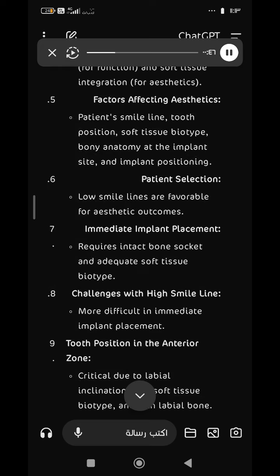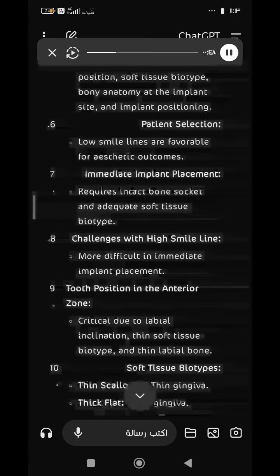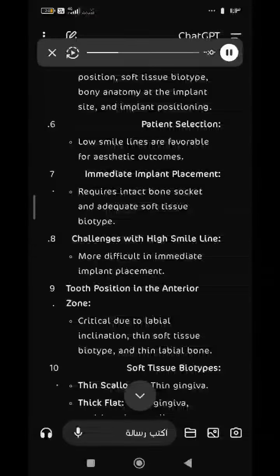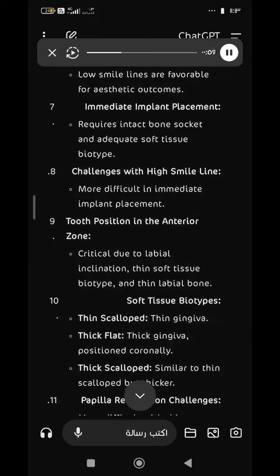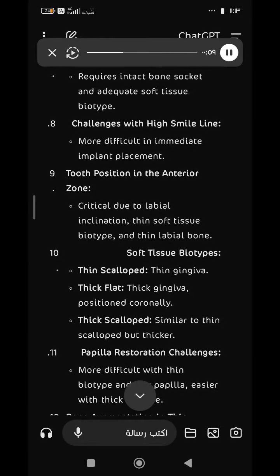6. Patient selection. Low smile lines are favorable for aesthetic outcomes. 7. Immediate implant placement requires an intact bone socket and adequate soft tissue biotype. 8. Challenges with a high smile line: it is more difficult in immediate implant placement.